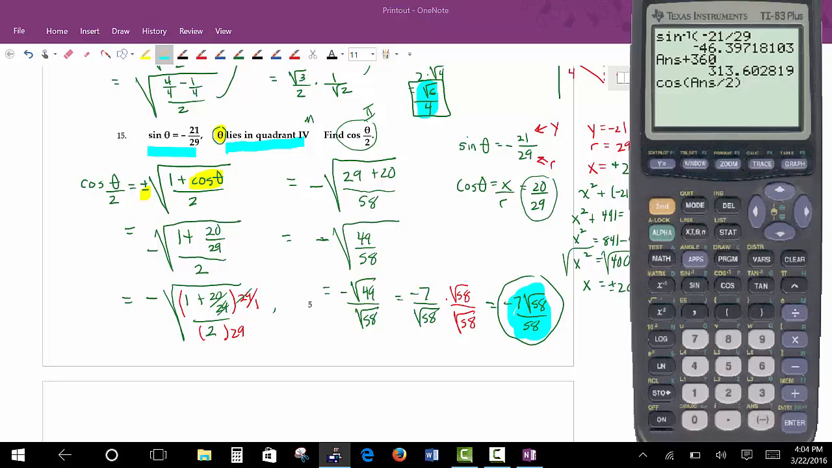Okay, let's see what that's doing. It's taking 313 and dividing it by 2, and it gives you the negative answer that we got. Now, our answer, let's check it.